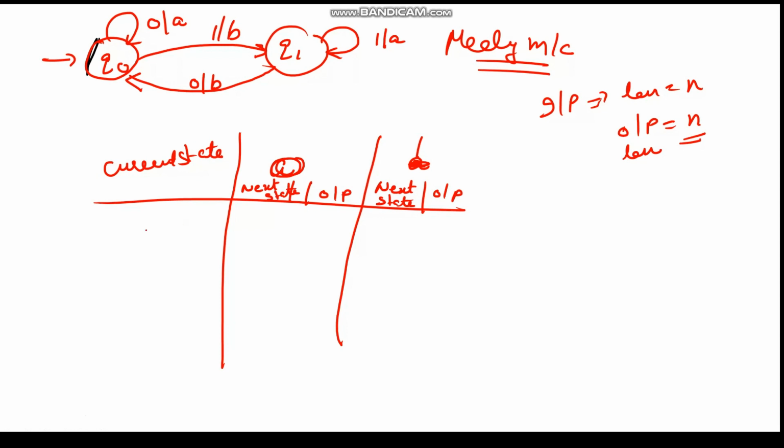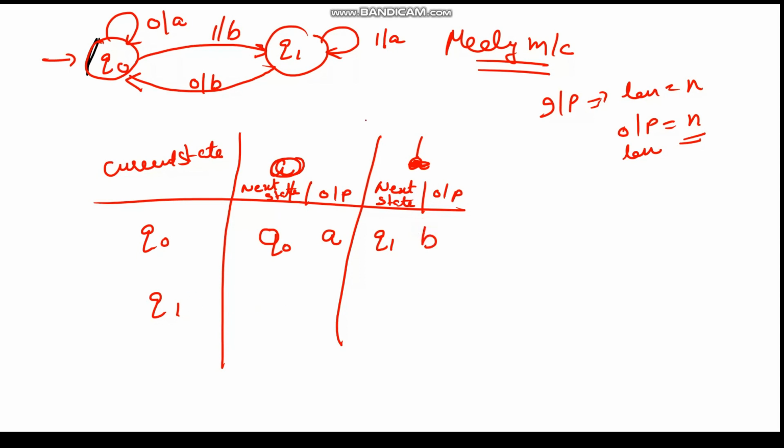Now let us draw the transition table for this. We have two states, Q0 and Q1, and the transition table looks like this, which means if on Q0 we give the input 0, then the output in that case is a. With 0 input we are getting output a. On Q0 if we give the input 1, then the next state is Q1, and the output in that case is b.